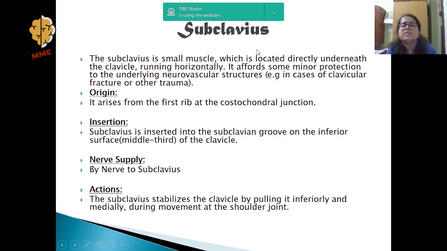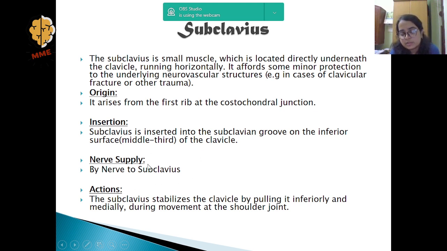The subclavius muscle is not so important for exam purposes. It's a very unimportant muscle. It's a small muscle which lies directly underneath the clavicle. It is present horizontally, and it affords minor protection to the underlying neurovascular structures. It arises from the first rib at the costochondral junction. Insertion is into the subclavian groove, which is a feature of the inferior surface of the middle two-thirds of the clavicle. Nerve supply is by the nerve to subclavius, which arises from Erb's point of the brachial plexus.